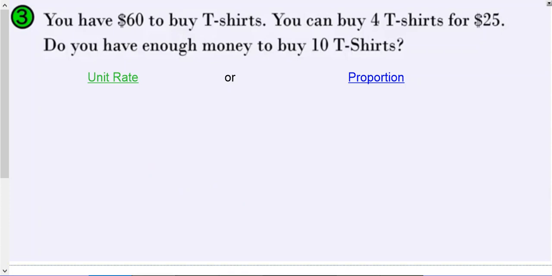Alright, so in our question there's some important information that we need to pull out. So first we'll start with 4 t-shirts for $25. If we look at that, t-shirts comes first, so that's going to be our numerator. So we can say t-shirt.